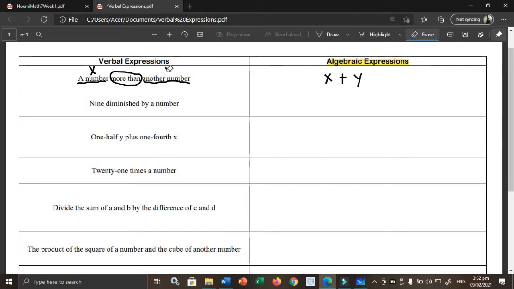So, ganun lang siya. And then, if you're going to ask me, ma'am, is it limited na x and y lang yung gamitin na variable? No, it is not limited in that. You can use a lot of variables. So, yung a number more than another number, it can be a plus b or w plus x. It can be any variable. Basta tama yung operation. Dun lang tayo pwedeng magkamali sa operation. Kasi when we say more than, automatically that is addition. So there's no problem dun sa pag-assign ng variables. They are all correct, or you can use any letters from the alphabet.